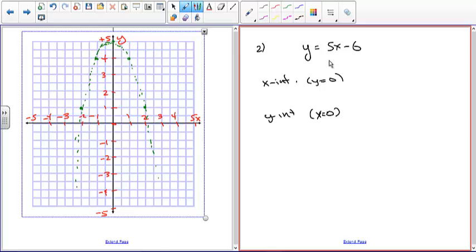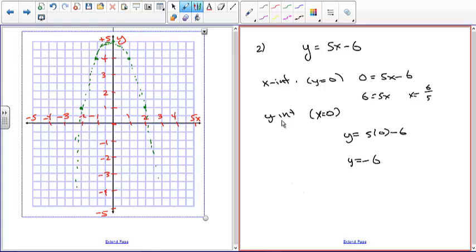So all you have to do is plug in y equals 0 and then figure out the values of x. If you add 6 to both sides, and divide both sides by 5, you'll get 6/5. And do the same thing over here, except you set x equal to 0, so you get y equals 5 times 0 minus 6, or y equals -6.